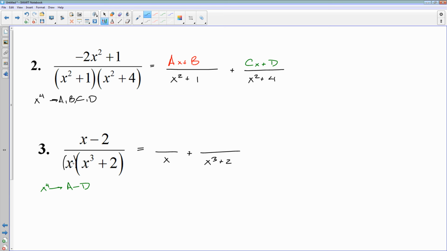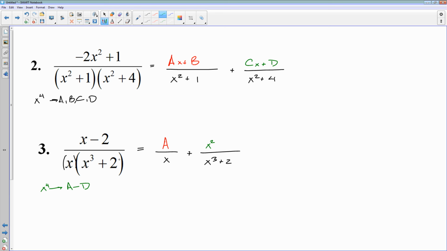Now, x is a linear factor. If I were to graph the line y equals x, it is a line. So since that's linear, we're just going to put a normal a on top of it. Now the x cubed plus 2 is a little bit hairier. Remember I told you that if you have a nonlinear factor, the numerator needs to be 1 less than the denominator as far as the degree when you're setting up the partial fractions. So if I have a degree of 3 on bottom, I need an x squared on top.